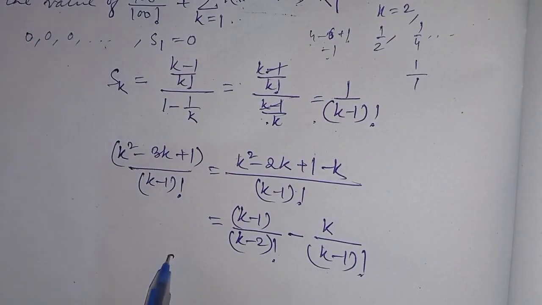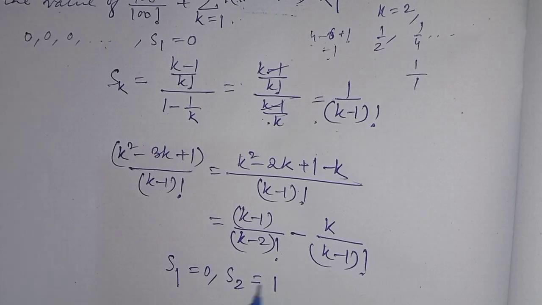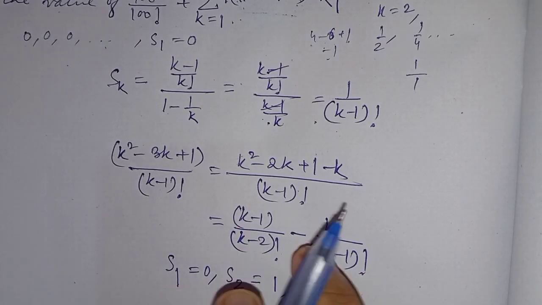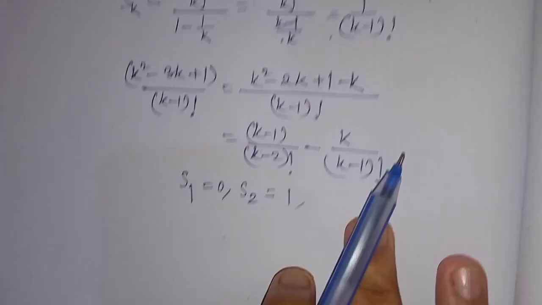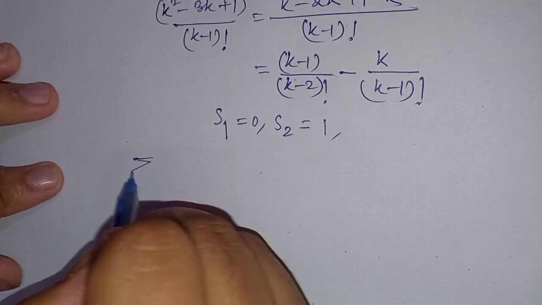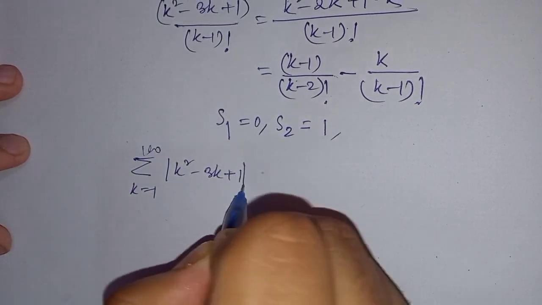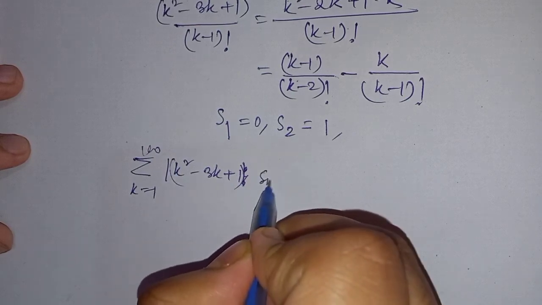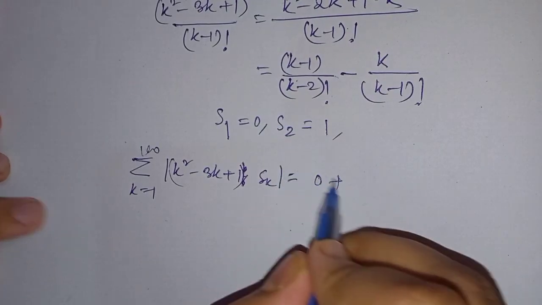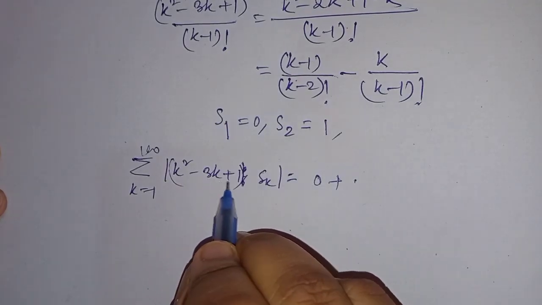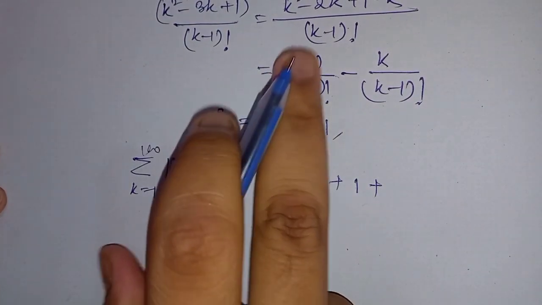So what we have done is basically we have calculated the value of S1 as 0 and S2 as 1, and from S3 onwards we can calculate using this expression. So if I want to calculate this sum, k equal to 1 to 100, of mod of (k square minus 3k plus 1) times Sk: for k equal to 1 I get 0, for k equal to 2 I get, this is minus 1, mod will be 1, so this is 1, and for k equal to 3 I can directly use this formula.